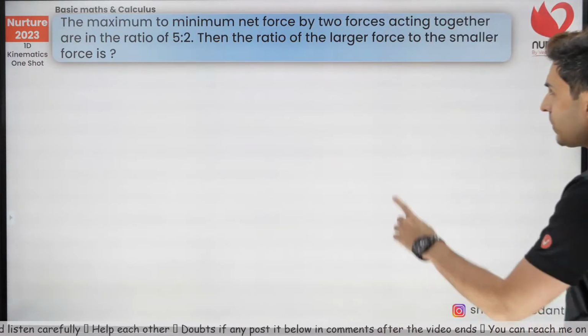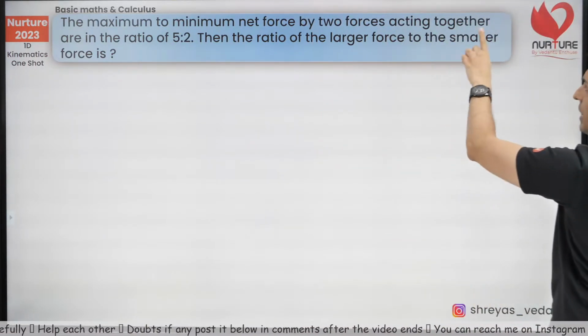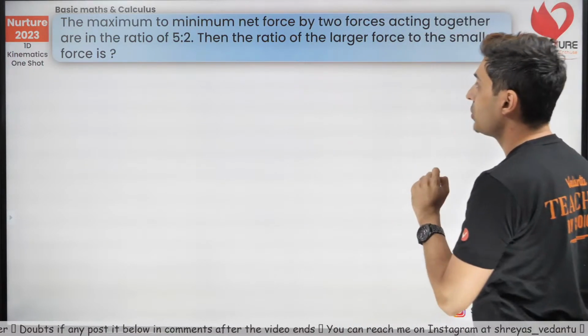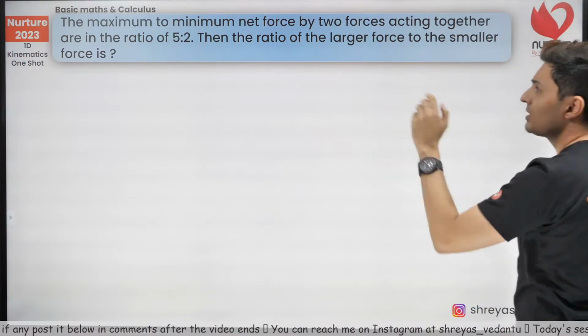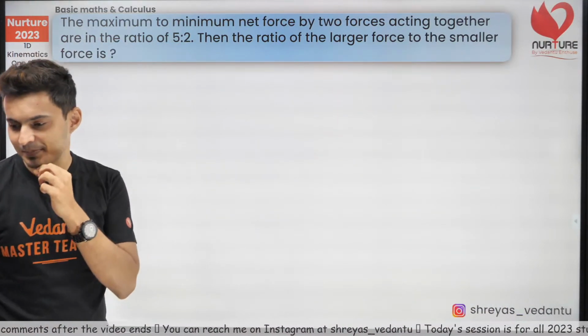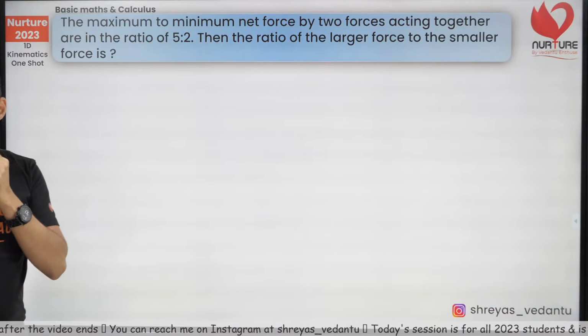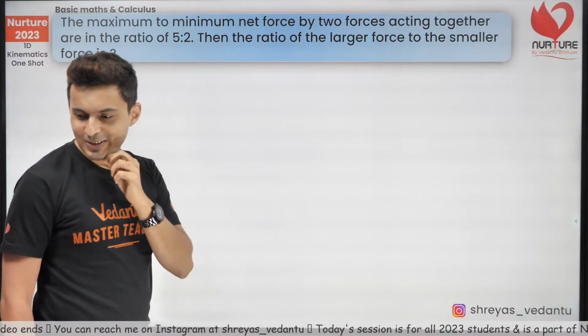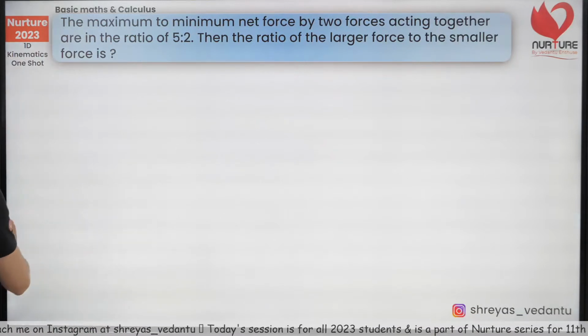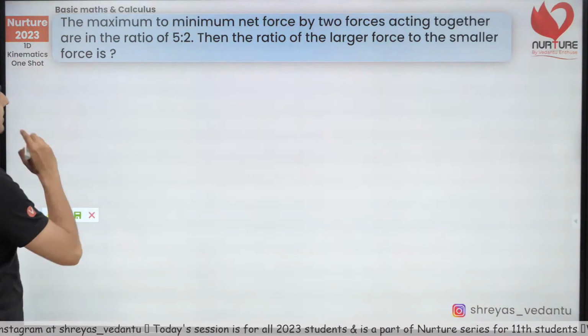The maximum to minimum net force by two forces acting together are in the ratio of 5:2. Then find the ratio of the larger to the smaller force. Let's see how many of you can do this. No, it is not only componendo or only dividendo. It is collectively called componendo and dividendo. Okay, so let's do this.